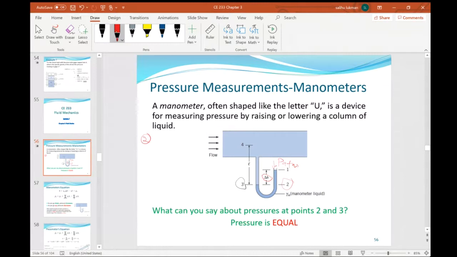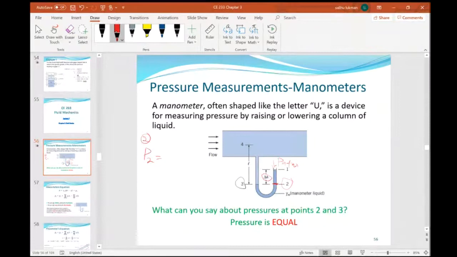Okay, so at point 2, pressure at point 2 is equal to the pressure due to the liquid above. As you go up, you have the pressure exerted by the liquid column, delta H, and it's going to be height times the specific weight of the manometer liquid. So you have gamma m delta H, plus the pressure at the top acting on the manometer liquid, which is P subscript ATM. That's the atmospheric pressure.